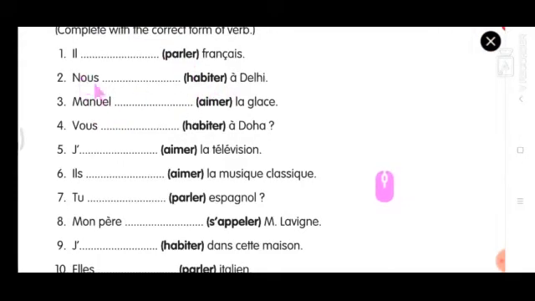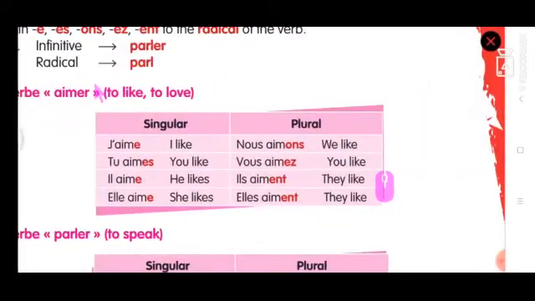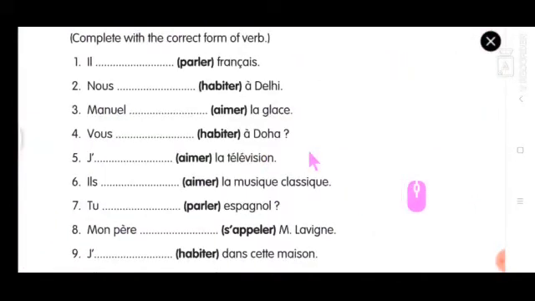So whenever it is nous, what should be the ending? Let's refer to the ending. So whenever it is nous, the ending is given here O-N-S. So just copy the ending alone. So the final spelling will be habitons. H-A-B-I-T-O-N-S. Nous habitons.